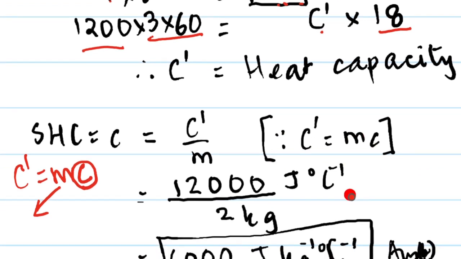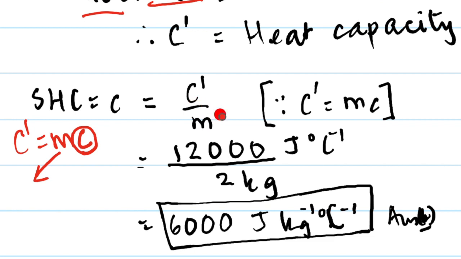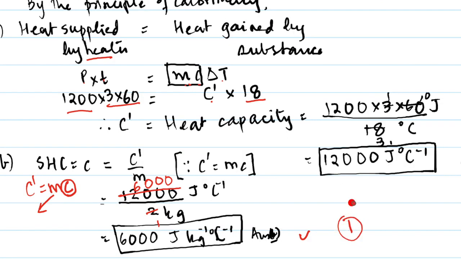Now substitute the values. What are the values? C dash, we already got this value. Can you see that? Divided by mass, it was given as 2 kg. Now 2 ones and 2 goes here, 6,000 times. Okay, so it will be 6,000 joule per kg and per degree C, and that is how we get our answer. So this is your 1 mark for this.